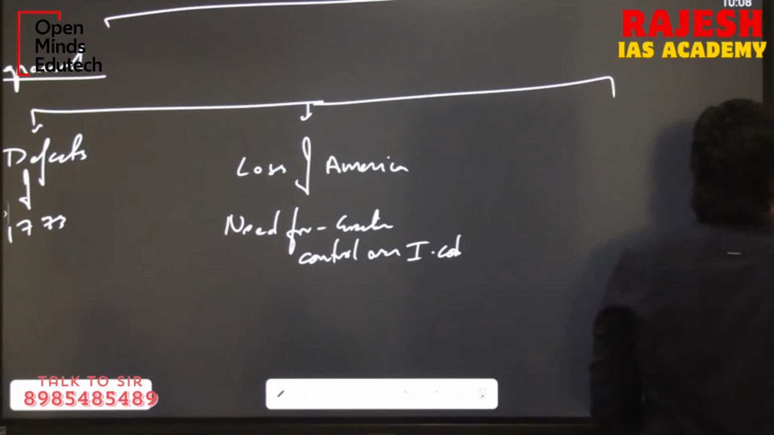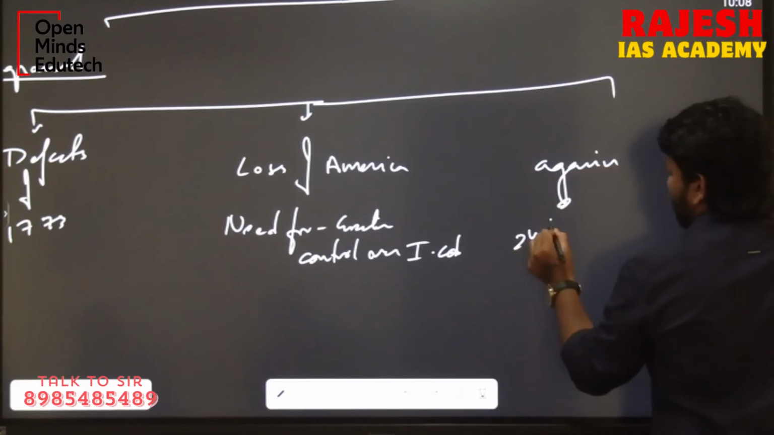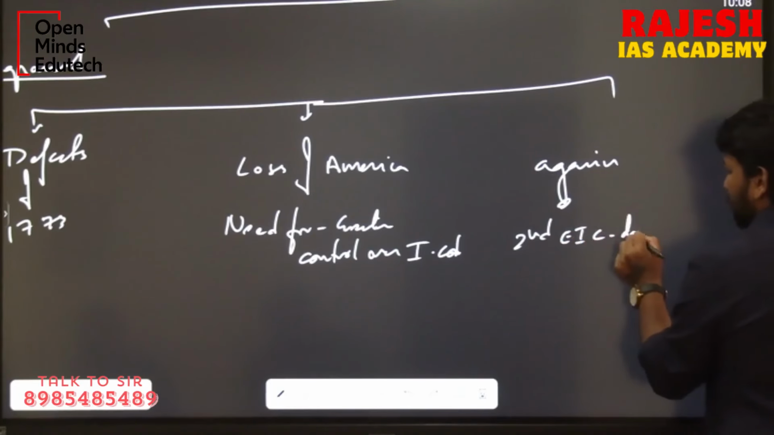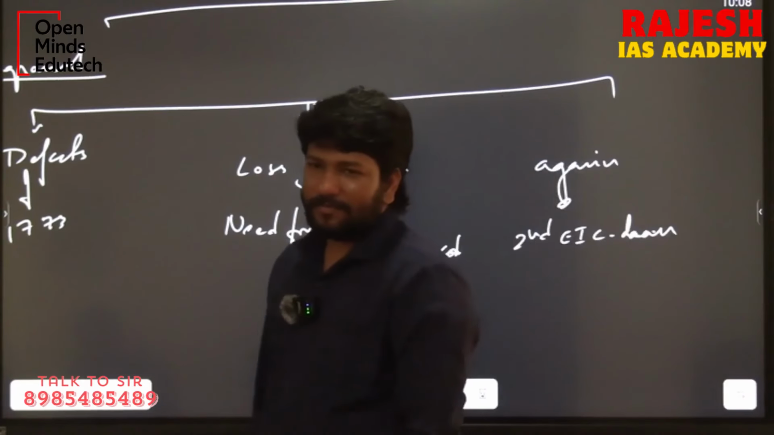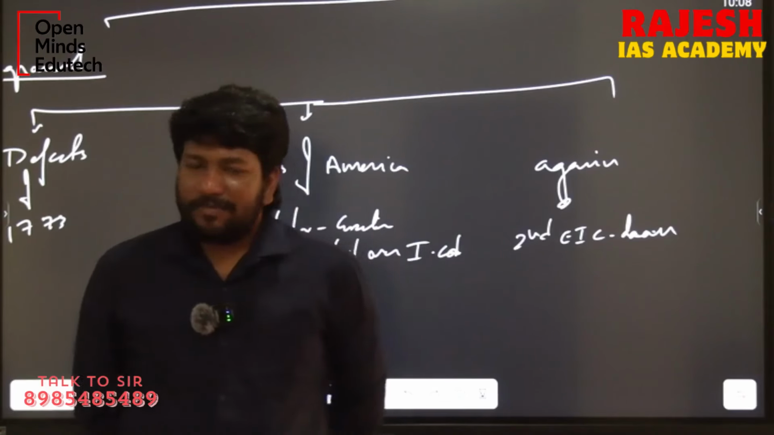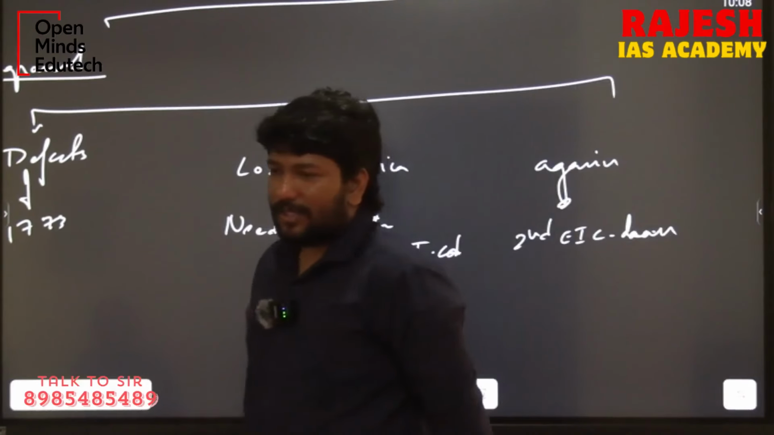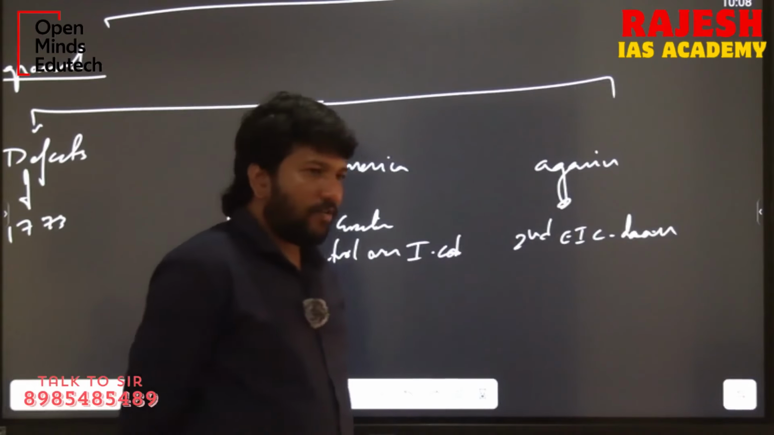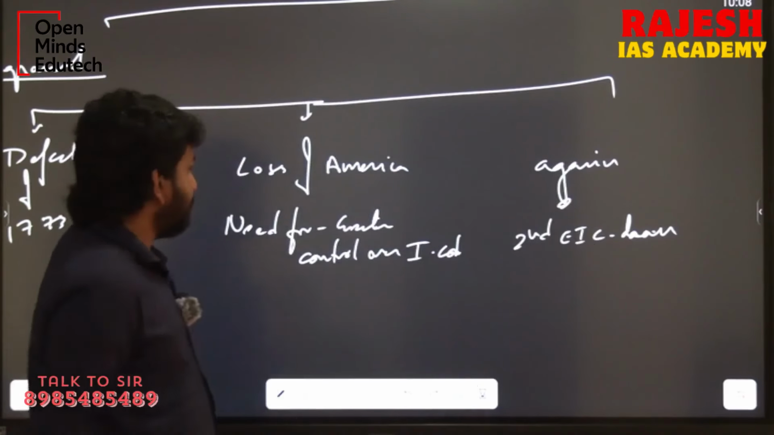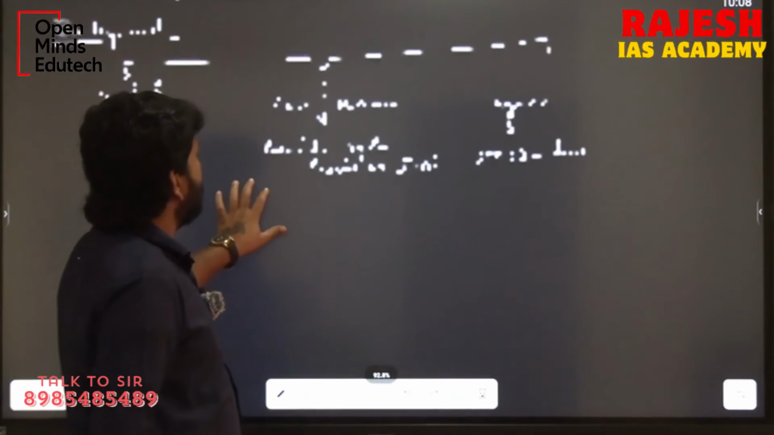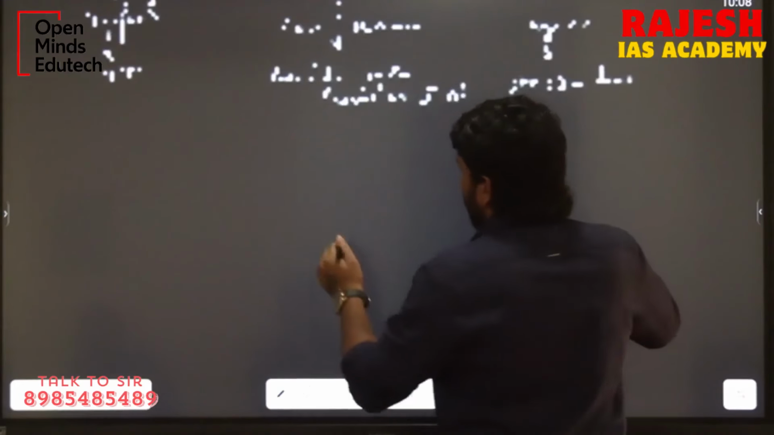Next, again the company came for a loan. Second time, again the company went for a loan. Second time. That means still the corruption is high. The effective control of the Court of Directors on the Indian officials is less. Under this background, the act was made.